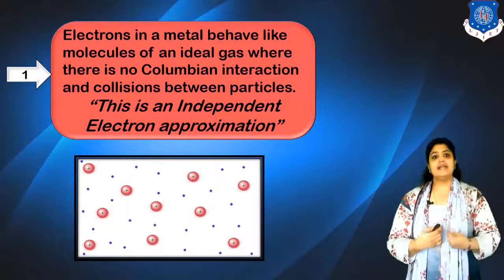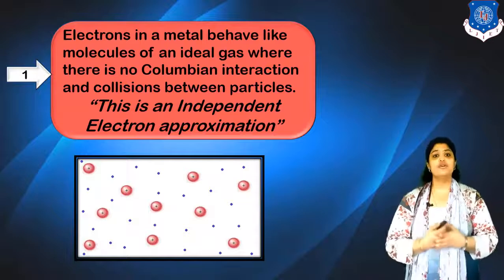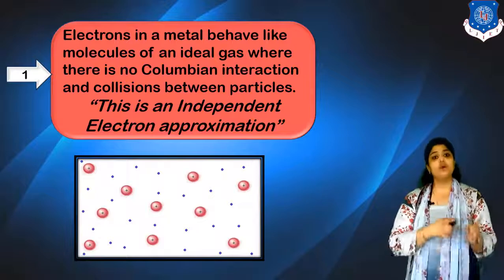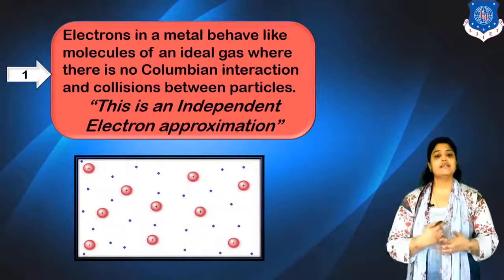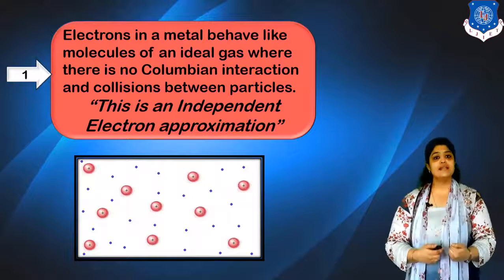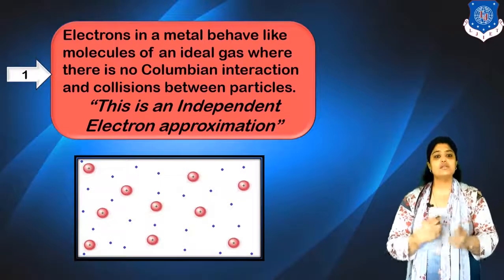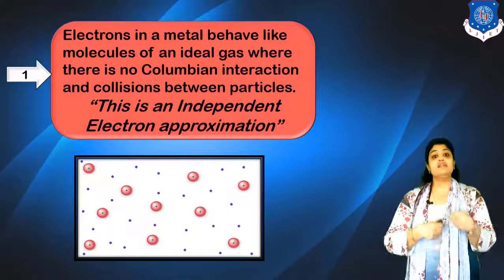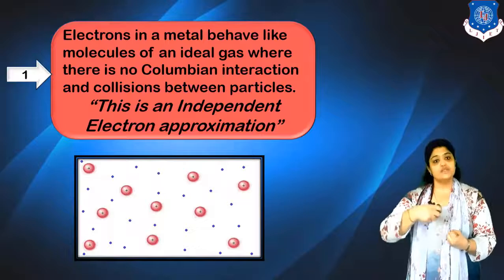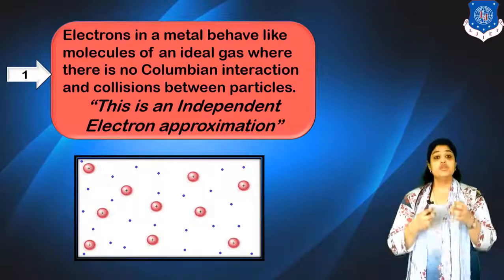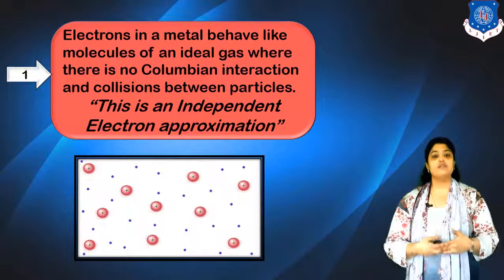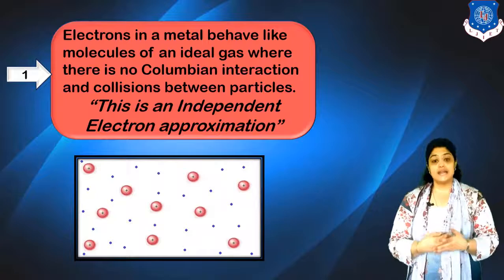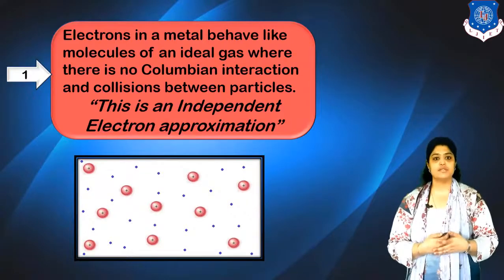Now, that was the assumption of Paul Drude, that electrons are behaving like gas molecules, so they are supposed to follow all the laws of classical theory or the kinetic theory of gases, and that is the reason he said that there is no Coulombian interaction and collision between the particles. If the electrons collide, it will be an elastic collision, that means transferring the energy to the third particle. No electron will attract the ion present here, or it will not attract the boundary of the material. That is the reason we say it is an independent electron approximation.